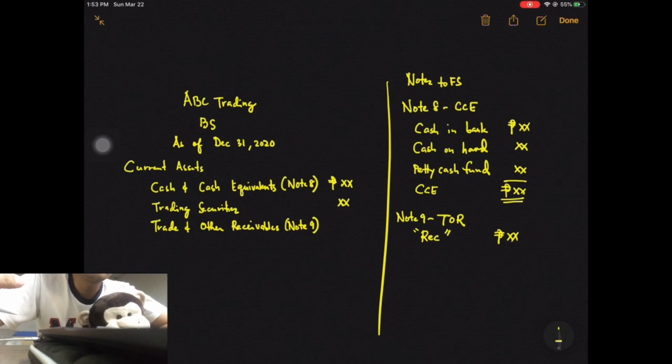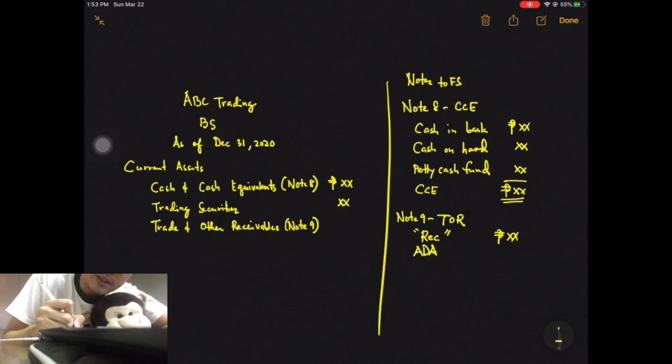Notes receivable, that's also future collection, but it comes with a paper. And then interest receivable, that's future collection from your borrowers, and then other things. And then also include here your allowance for doubtful accounts. This account title is deducted from your accounts receivable.